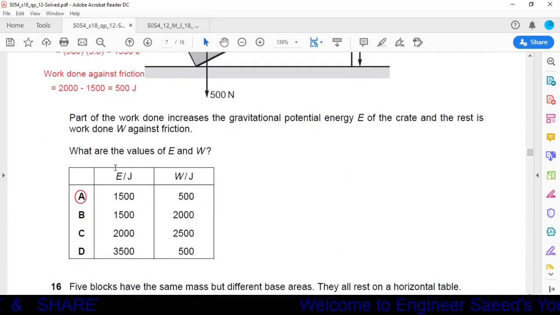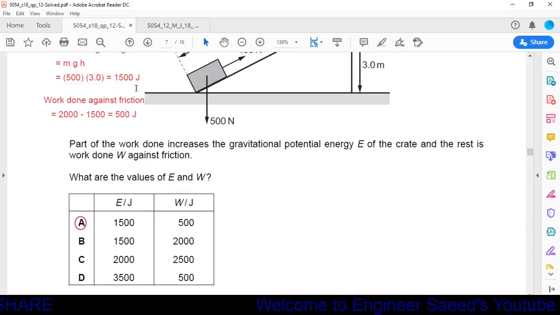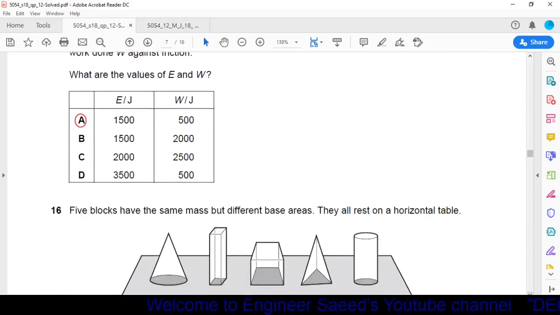Okay, now this E is for potential energy. Potential energy we have calculated is 1500 joules. And W is the work done against friction, that we have calculated as 500 joules. So our option is option A. Correct option is A: gravitational potential energy 1500 joules and work done against friction is 500 joules. So option A is the correct option.